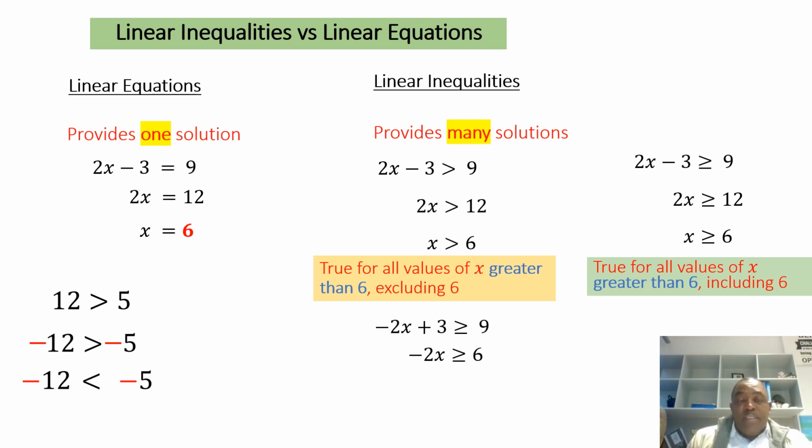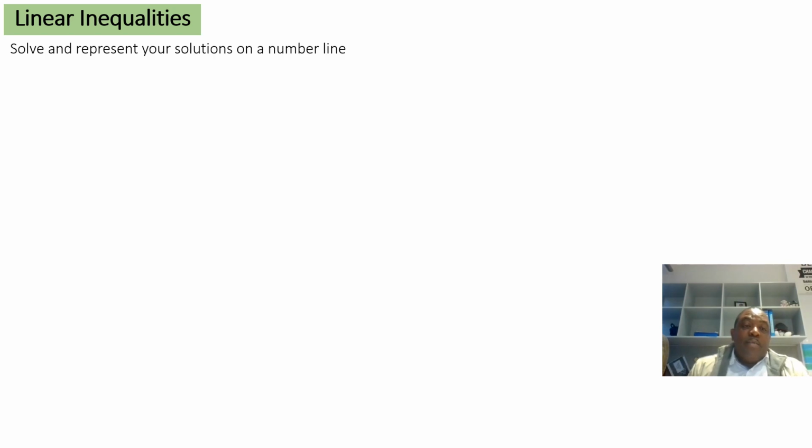Here's another one, just in an equation situation. Now we divide both sides by negative 2. Look at what happens in our answer. Our answer: x is less than or equal to negative 3. Very important to remember that. Now, let's look at some examples.